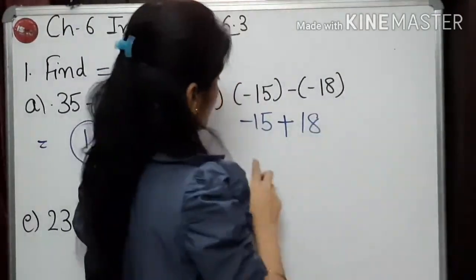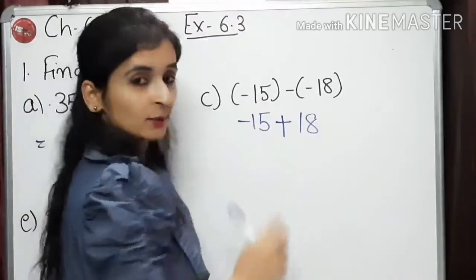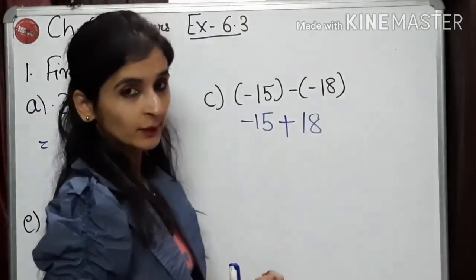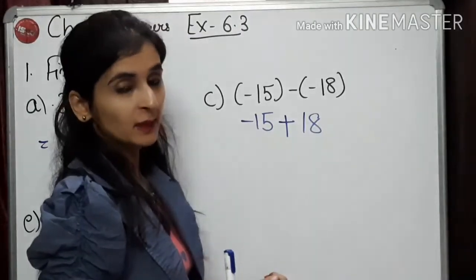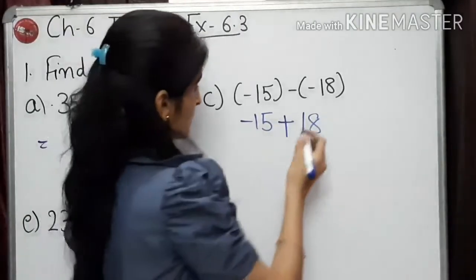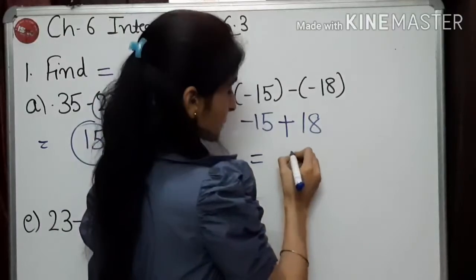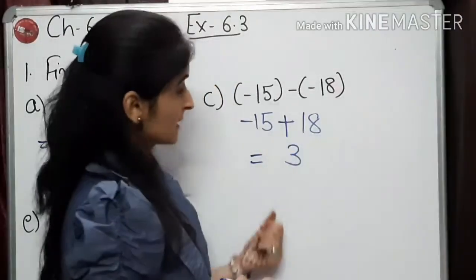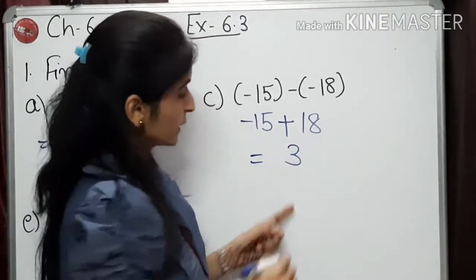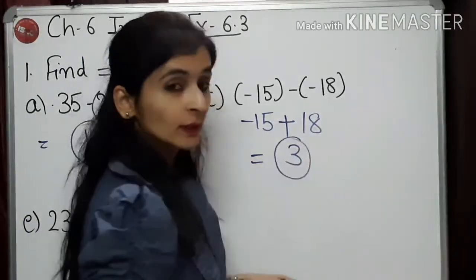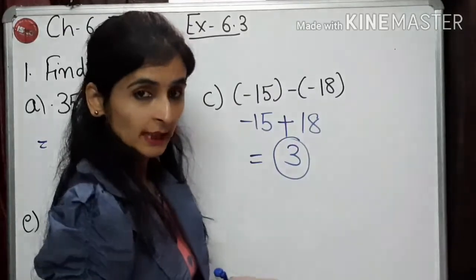Okay, now we have one negative sign and one positive sign. So what we will do here? We will do subtraction, but the sign will be of greater number. So 18 minus 15 is 3 and the sign will be of greater number, that is plus. So we don't need to write plus here. Answer will be 3, right?